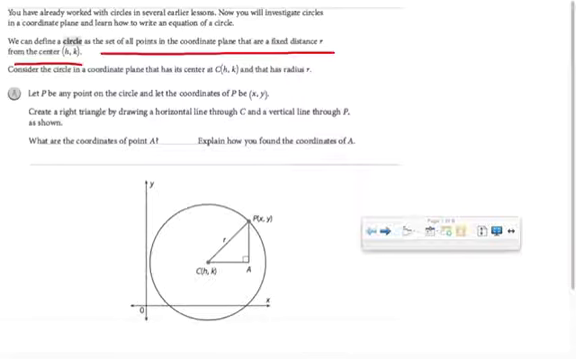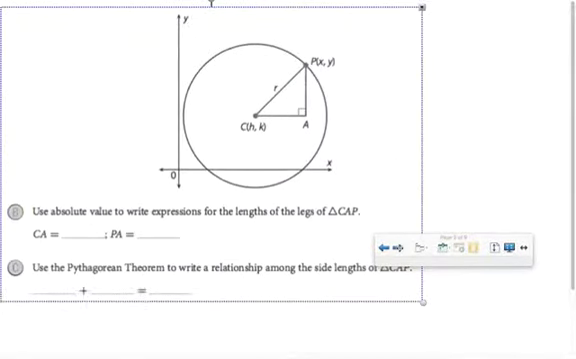Well, it would have the same x coordinate as P, so it would be x, comma, and it would have the same y coordinate as the center, so it'll be x, k. So we found that this point is x, k, and we'll use absolute values to write expressions for the lengths of CA and PA.